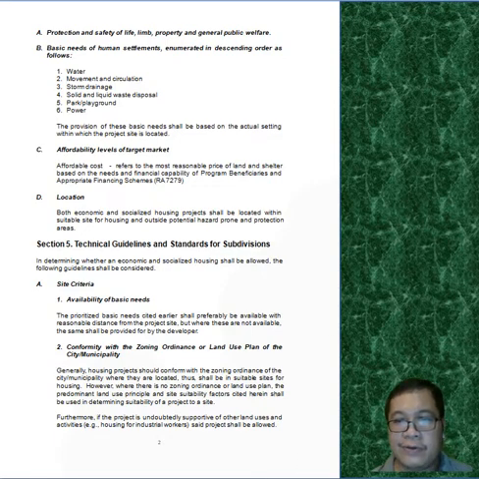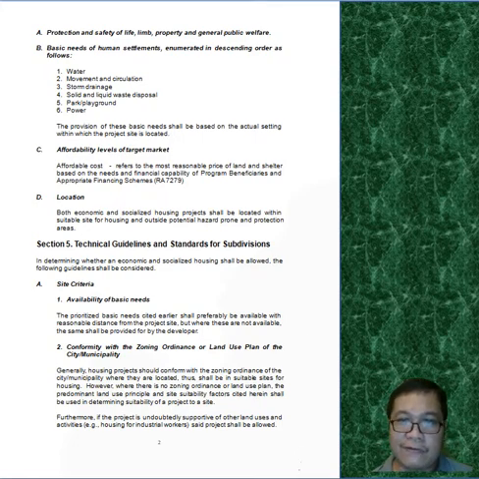So the most important is water. Next is movement and circulation. You have storm drainage, solid and liquid waste disposal, parks and playgrounds, then power. So there are six listed here. Now we are in the modern era. Where do you think we're going to place your internet connection? That's something for you to reflect on.